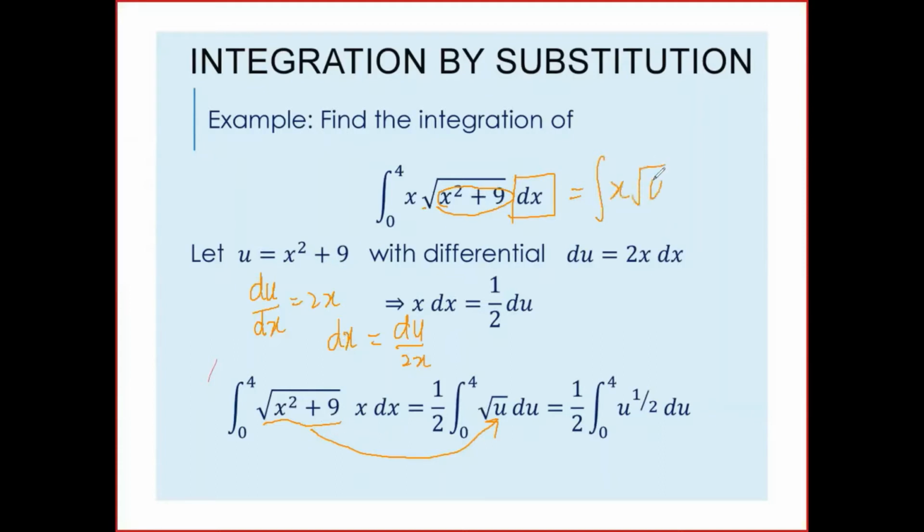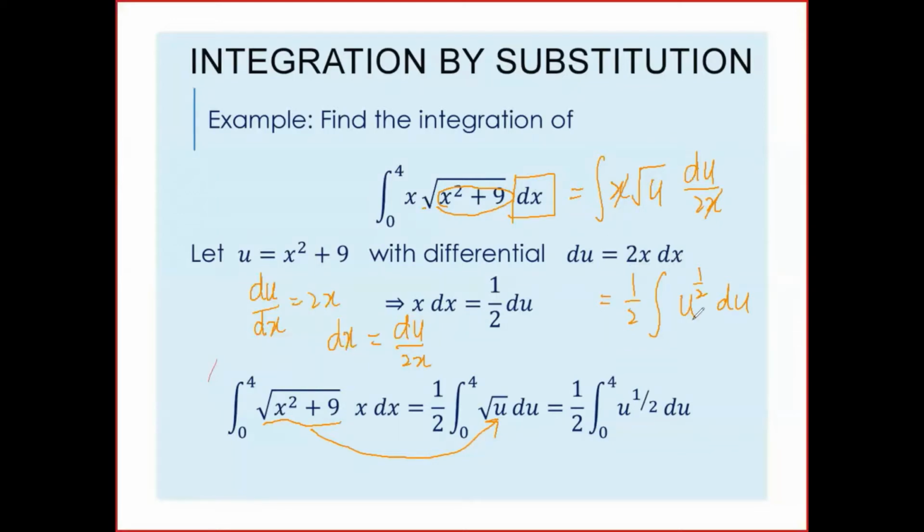We have square root of u. After we replace by u, we have this. And the dx replaced by du, so we have this du over 2x. And then we can simplify, and after that, we only have u. So this method is called integration by substitution. Now any question here before we proceed? We're doing some revision.